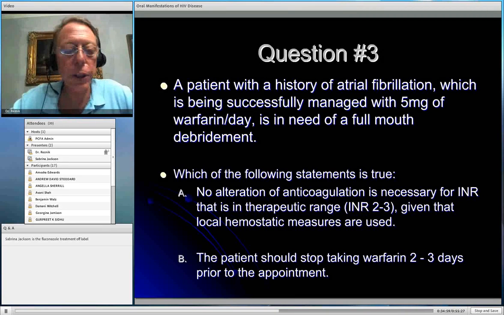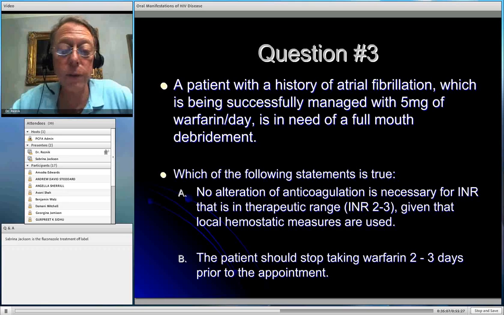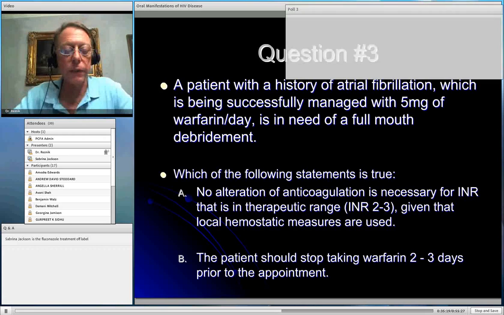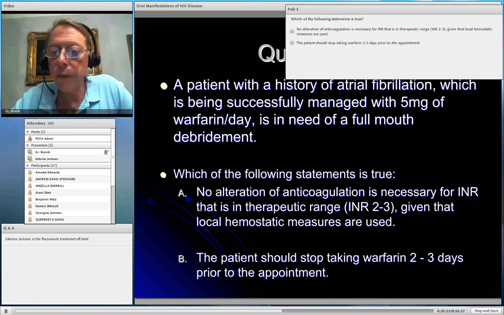Here is your question number three, and then I think everyone can relax. A patient has a history of atrial fibrillation. It's successfully managed with 5 milligrams of warfarin a day. Someone asked me about warfarin earlier. The patient needs a full mouth debridement, which means they haven't had their teeth cleaned in a long time. There's going to be some bleeding. It's not your normal every 6 months kind of cleaning. It's a deep cleaning. Which of the following statements is true?